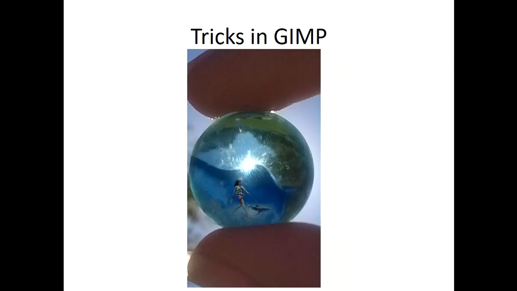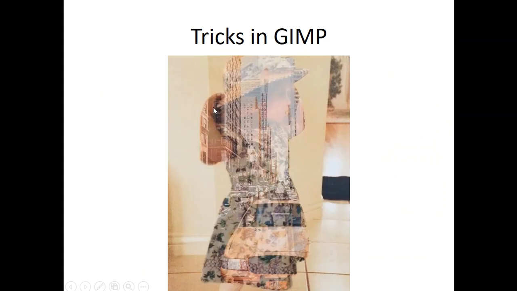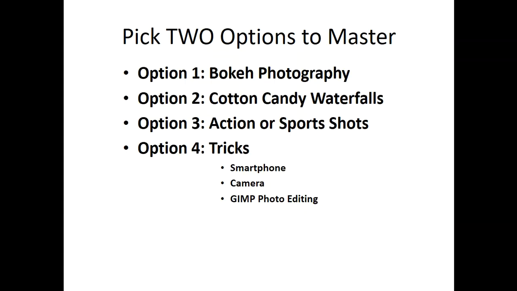So get in there, start getting creative, and think about how you can take different photos and manipulate them so that they come together and create these interesting abstract images. I love them. This is very cool. So there's tons of tricks in GIMP. You can go to YouTube and just search up tricks in GIMP, and there'll be tons of little video tutorials that show you how to do cool things, okay?